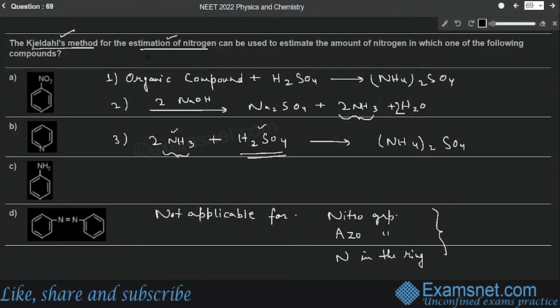Okay, now have a look at the options. In the first option you can see there is a nitro group, right? So Kjeldahl's method will be applicable or not? No. Okay. Now in the second one, nitrogen is present in the ring. So again, it is mentioned here that whenever nitrogen is present in the ring, Kjeldahl's method will not be applicable. So again, it will not be applicable for option B. In option D also you can see there is an azo group, nitrogen-nitrogen double bond. So it will not be applicable for this as well. So the only possible compound is this one. Okay, that means option C will be the correct answer.